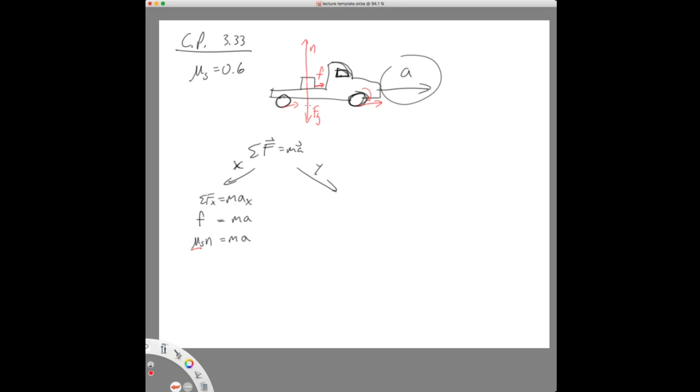And the normal force lives in the y direction, so we go to the y equation. And we have normal force minus force of gravity equals m times a_y, but the box does not accelerate in the y direction. So we have, in this case, as I said, this is about 50% of the time true, normal force equals the force of gravity.